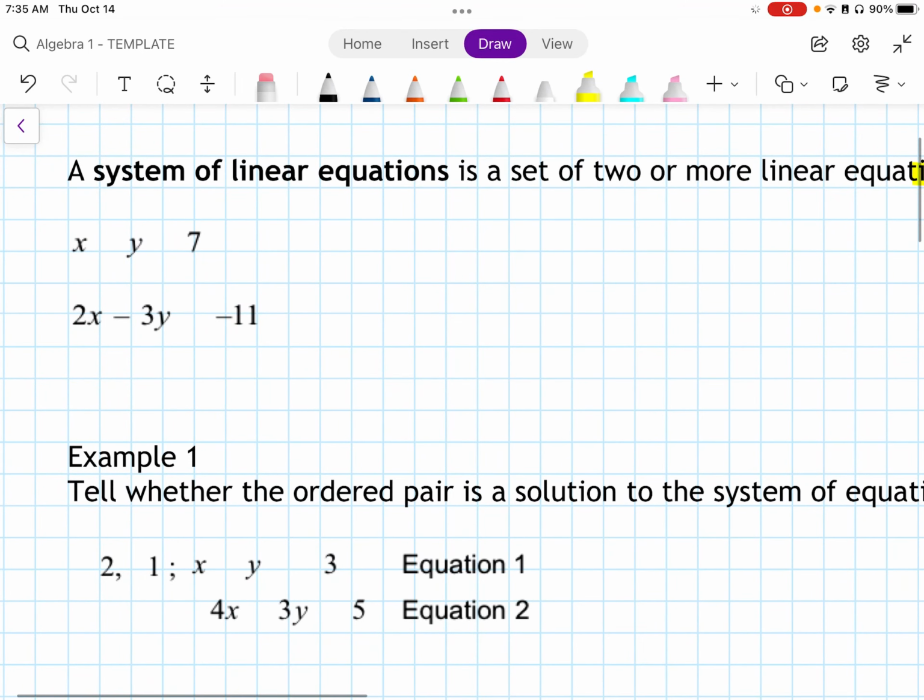An example of one could be something like x plus y equals 7, or 2x minus 3y is negative 11, right? These together make the system. Individually, they are linear equations. Together, they are a system.